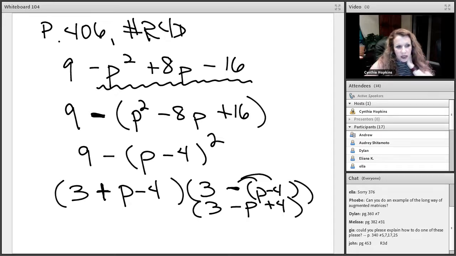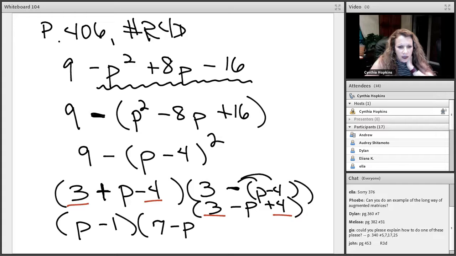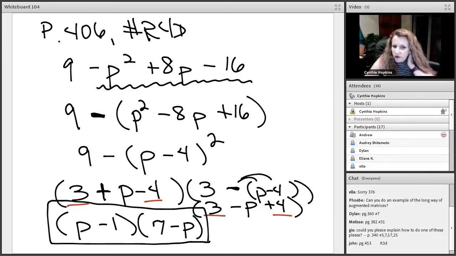Well, this 3 and negative 4 in the first factor and the 3 and the positive 4 in the second quantity, those are like terms. So I want to simplify this. So I think I'm going to write p first and then minus 1. And then here I think I'm going to write 7 minus p. And that is my final answer. It is 1 term, and every factor is completely factored and simplified.